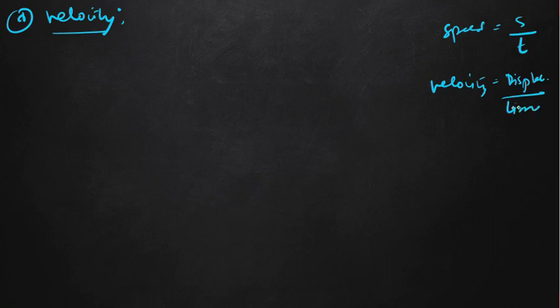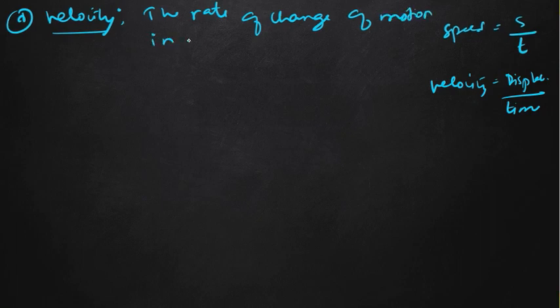There is a slight difference between speed and velocity. What was speed? Our speed was distance by time. But what will be the velocity? Velocity is displacement by time. This is the difference. That means speed is our scalar quantity, whereas velocity is our vector quantity, because in velocity we have both magnitude as well as direction. So what is velocity? We can say it is the rate of change of motion in a specific direction.